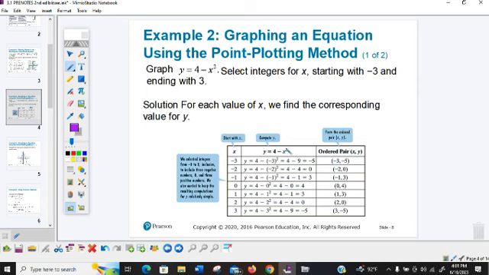Now let's put -2 in here. 4 minus -2 squared. Remember, you do powers first. -2 times -2 is +4. So then I have 4 minus 4, which is 0. So when x is -2, y is 0.